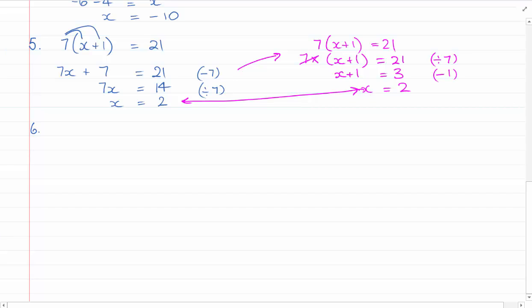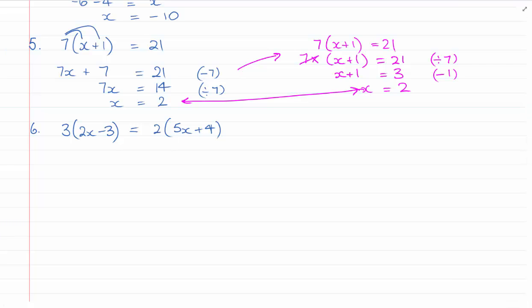Example number 6. And that is 3(2x - 3) = 2(5x + 4). Now I've chosen this example to be a little bit more complex, but I also wanted to make the point that opposite to what I've just said in question 5, whilst you can sometimes do things easier by dividing by those terms in front of the brackets and not expanding, in this case it's just too complex. And dividing both sides by 3 or 2 don't really help our cause at all. So I'm just going to simply expand my brackets.